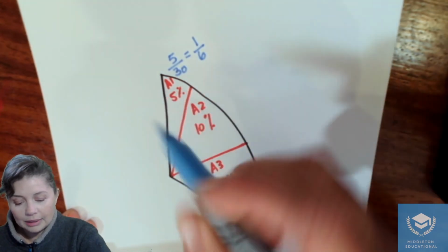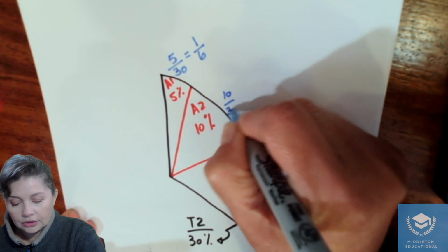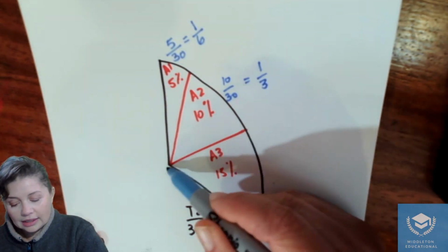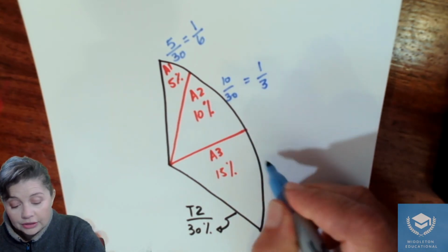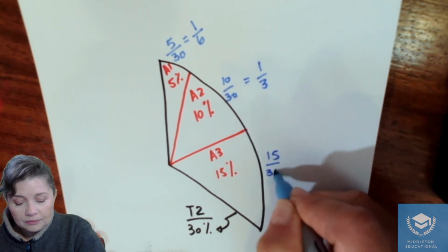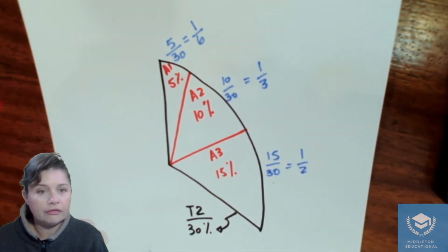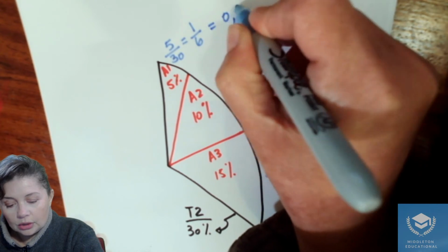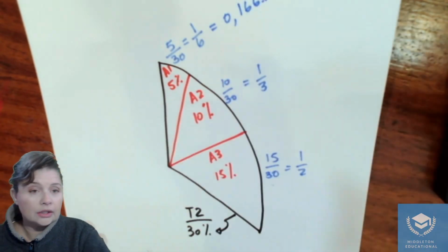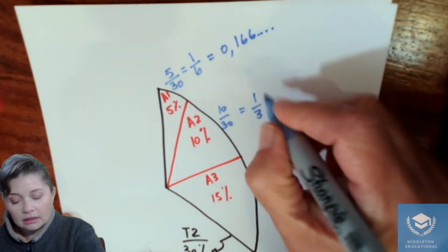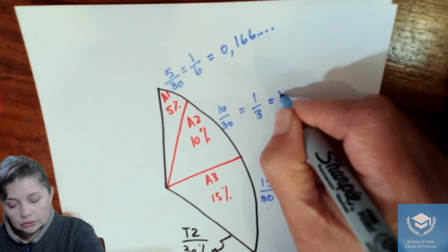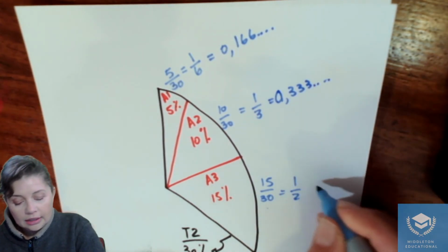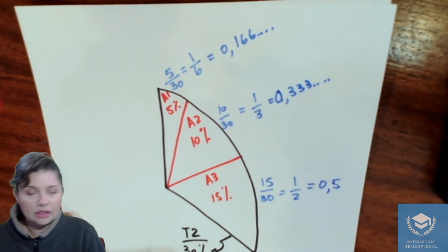This slice makes up 10 out of 30, so it makes up a third. That slice makes up 15 out of 30, which is half. Okay? That translates into 0.166, and it's a recurring number, right? A third makes up 0.33, and that's also recurring, and that is 0.5.